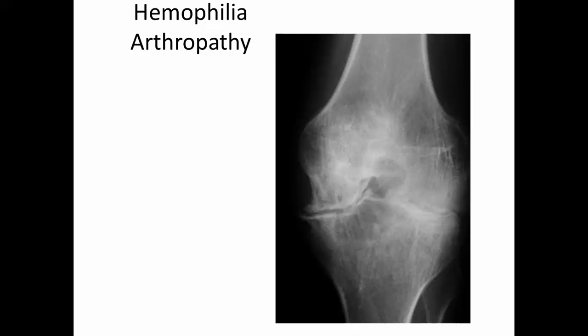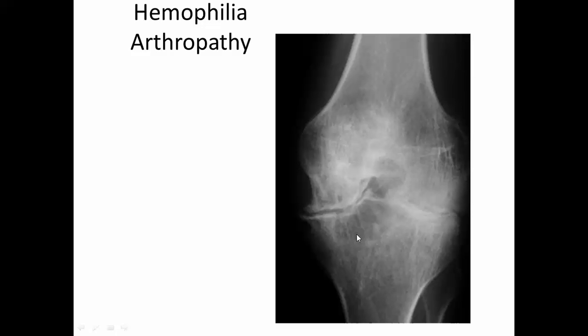In hemophilia, we have narrowing of the joints, but larger joints than expected, osteoporosis due to hyperemia, and erosive changes due to the blood within the joint, erosive changes, and secondary reactive sclerosis. These are the main points.